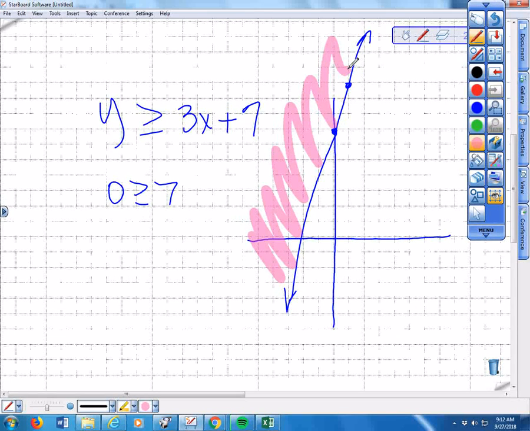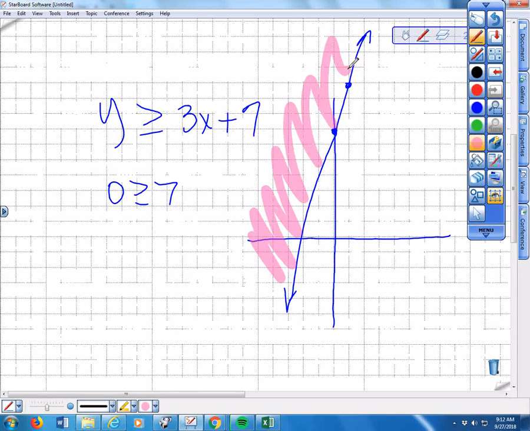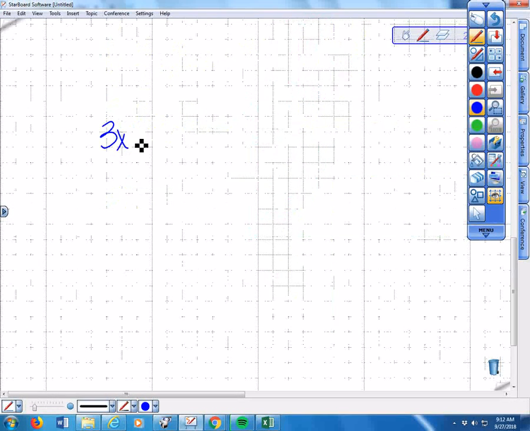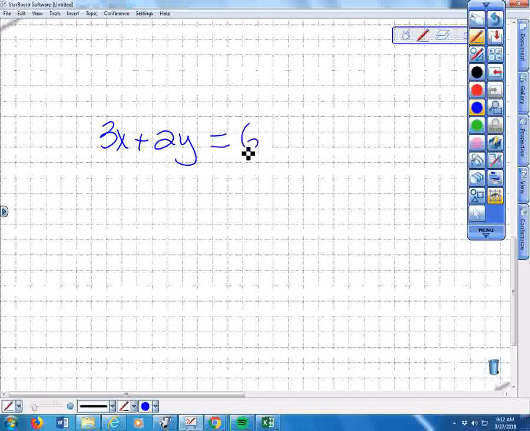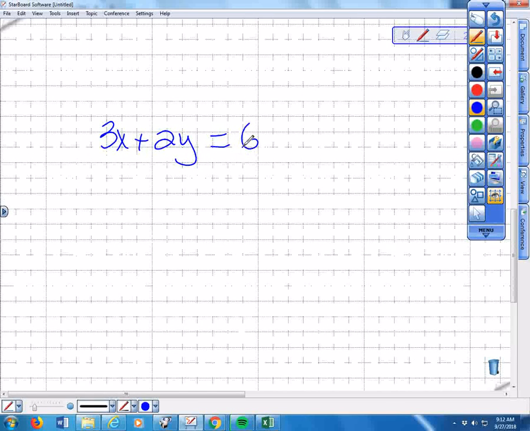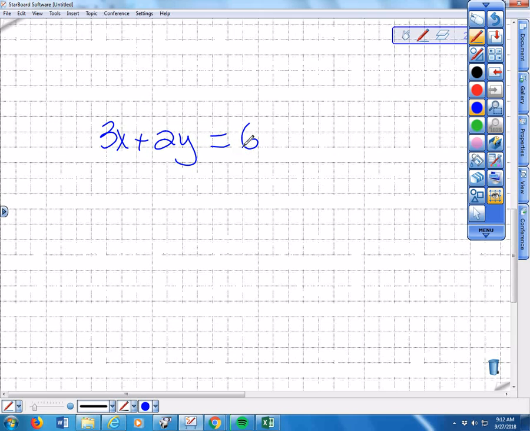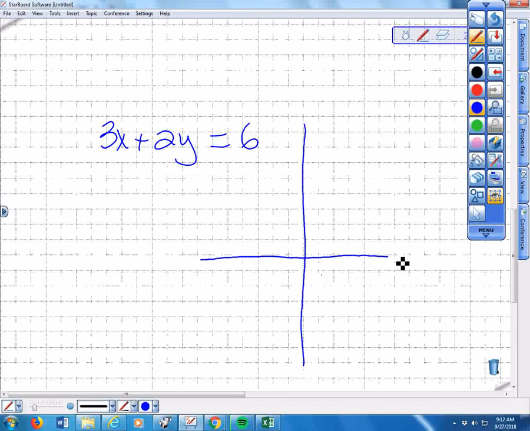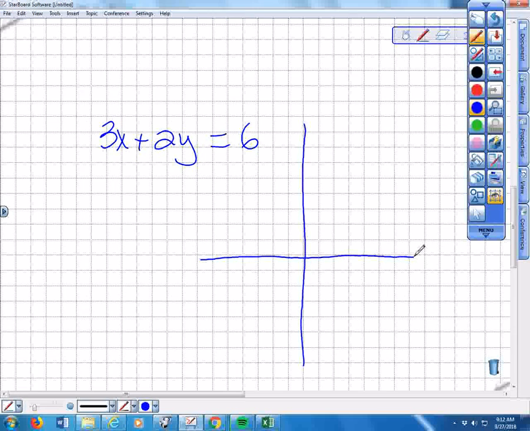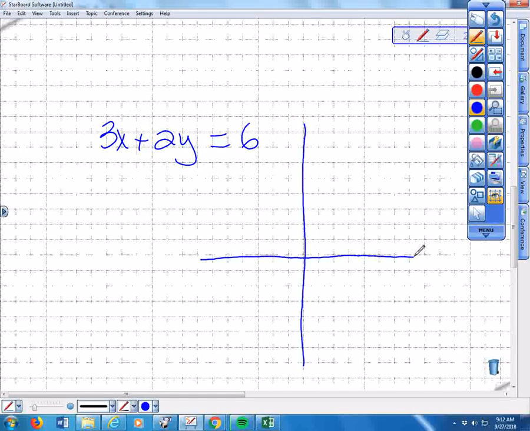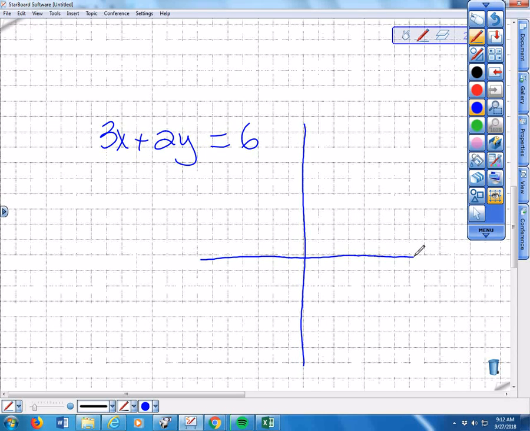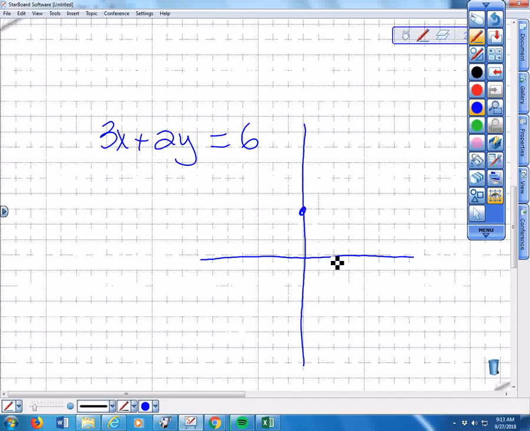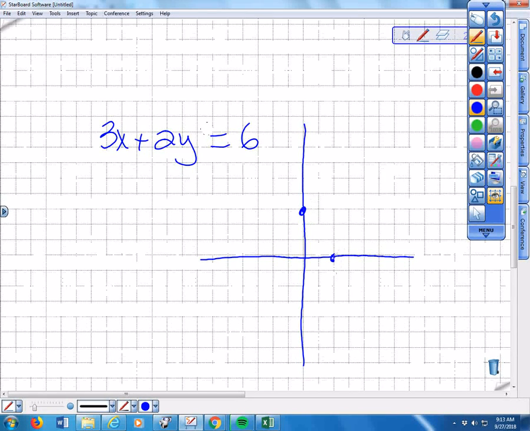You can really graph it either way. I mean, if I had an equation in standard form, how do I graph this in standard form? What's the fastest way? Yeah, to find your x and y intercepts, right? Just the cover-up method. Cover up x to find my y-intercept. That's 3. Cover up y to find my x-intercept. That's 2.